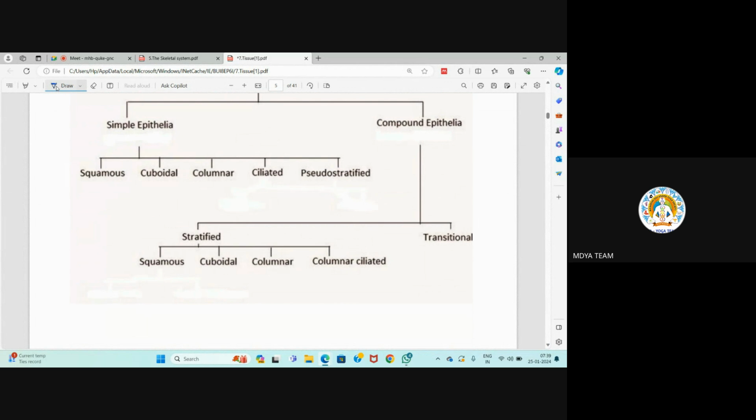Can you see my screen? Yes, ma'am. You can see, ma'am. So, compound epithelia is further divided into stratified and transitional. This stratified is further divided into squamous, cuboidal, columnar, and columnar ciliated. Almost the same as simple epithelium, the divisions are almost the same. So, what did you not get about this flowchart?